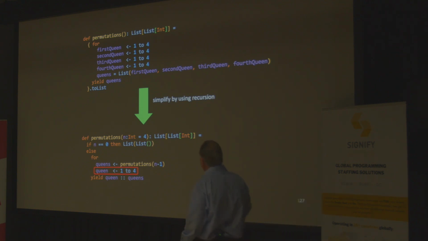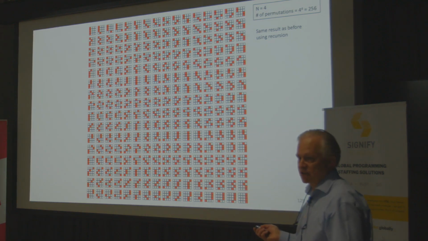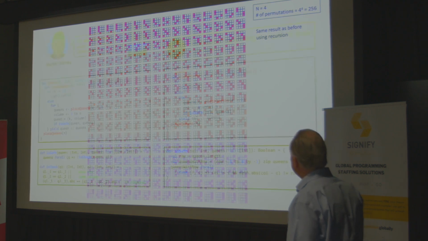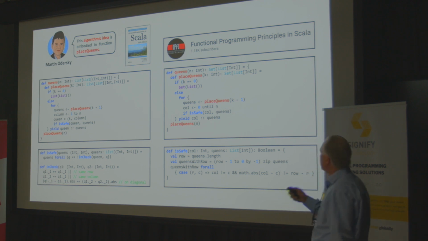So we've got ourselves a partial permutation, that's in queens. Now we pick a column between 1 and 4 for the next queen, and then we cons the queen onto the queens to make a fuller permutation. And that works. We get exactly the same result, which is what you want when you refactor, right? So recursion is neat.